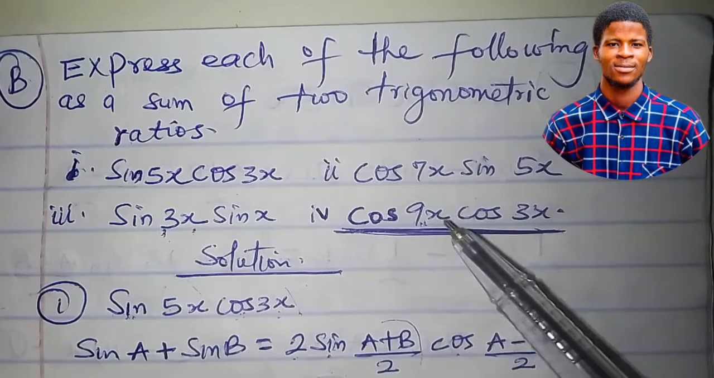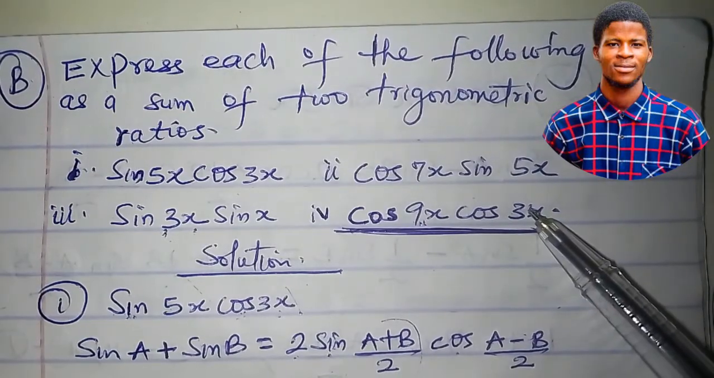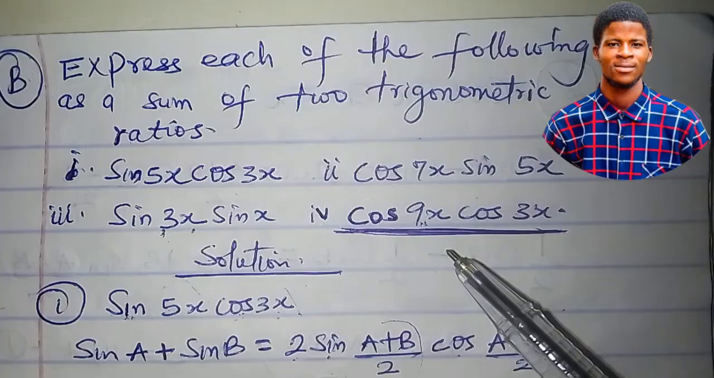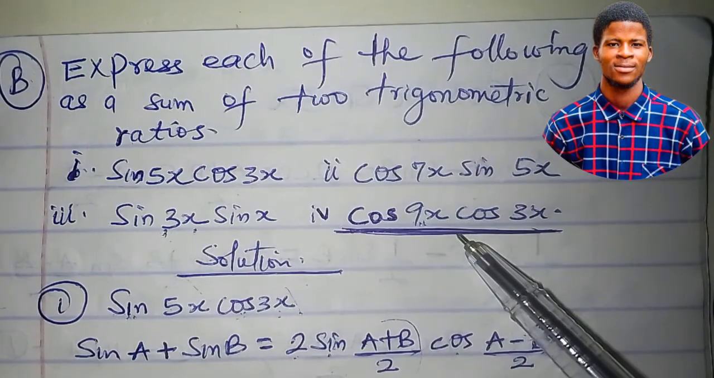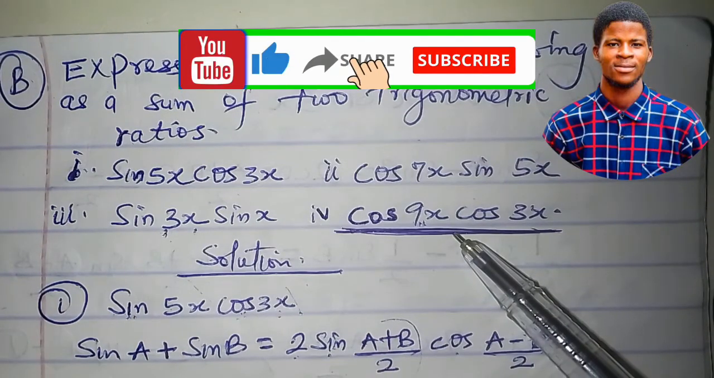Remember to answer this question. Express cos 9x cos 3x as a sum of two trigonometric ratios. And drop your answer in the comment section and I will review it.